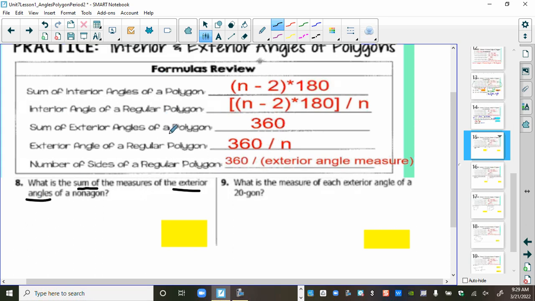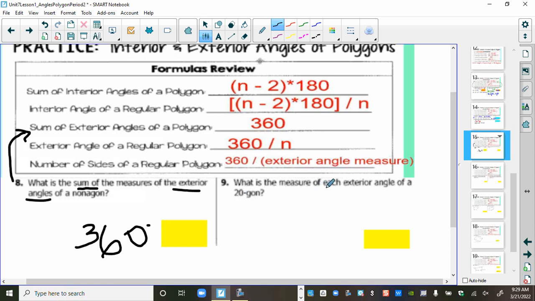Look at our chart. Which one out of the 5? Sum of exterior angles. 1, 2, 3, 4, or 5. Who can tell us? Yeah, it's this one right here. Boom. 360. That's all. Doesn't matter if it's any polygon. So the sum of those exterior angles is always going to be 360.